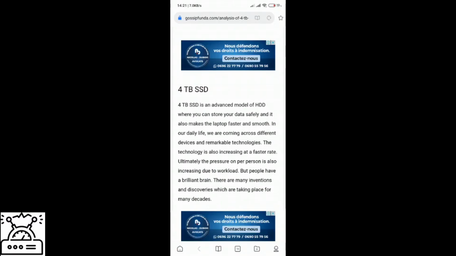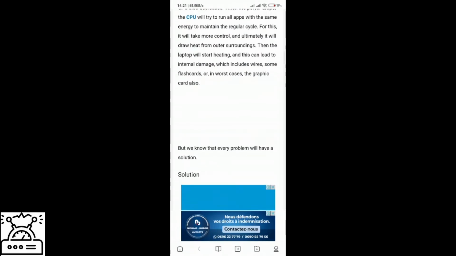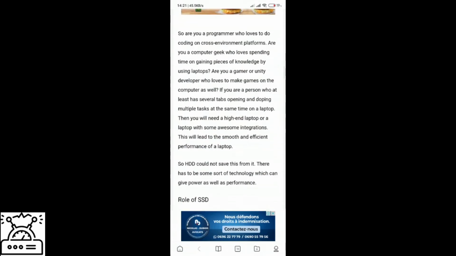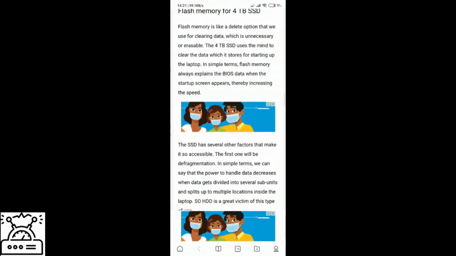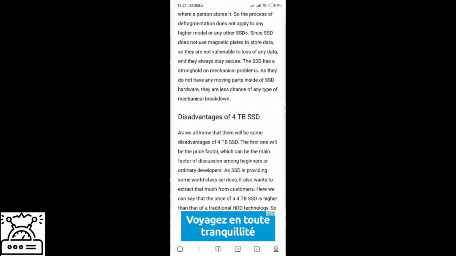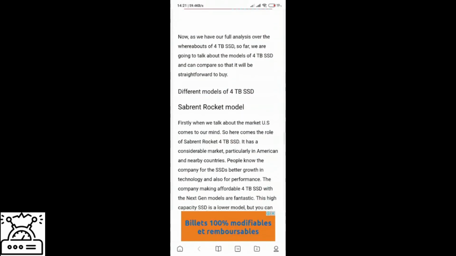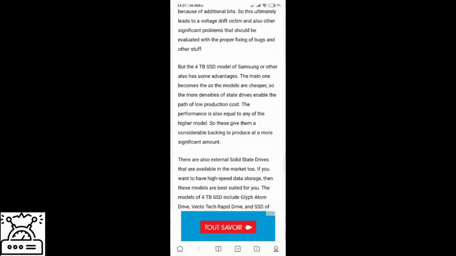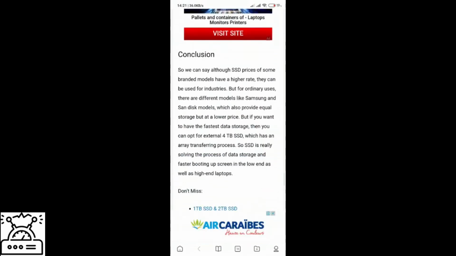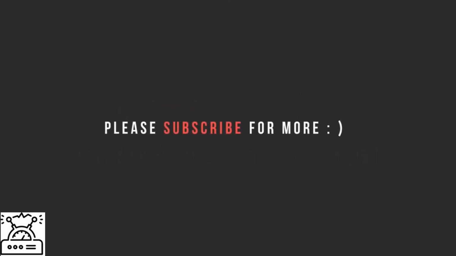So we can say that although SSD price of some branded models have a higher rate, then they can be used for industries. But for ordinary users, there are models like Samsung and SanDisk models which also provide equal storage but at lower price. But if you want to have the fastest data storage, then you can opt for external 4TB SSD which has an added transferring process. So SSD is really solving the process of data storage and faster booting up screen in the low as well as high end laptops.